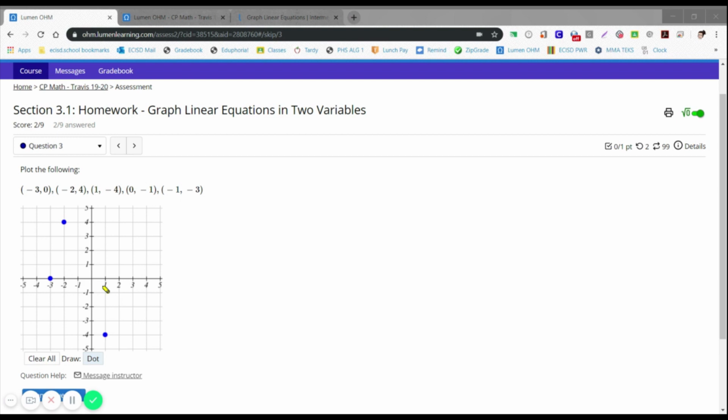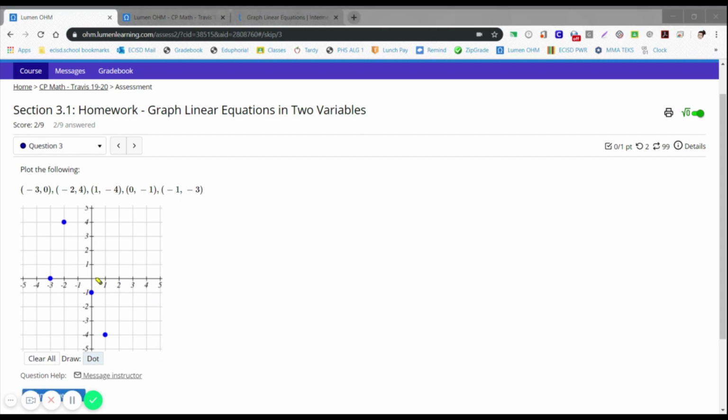The fourth coordinate is 0, -1. 0 is our x value, and since it's 0, we don't need to move left or right, but stay in the center. -1 is our y value. Since it's negative, we need to go down 1 square and place our dot.